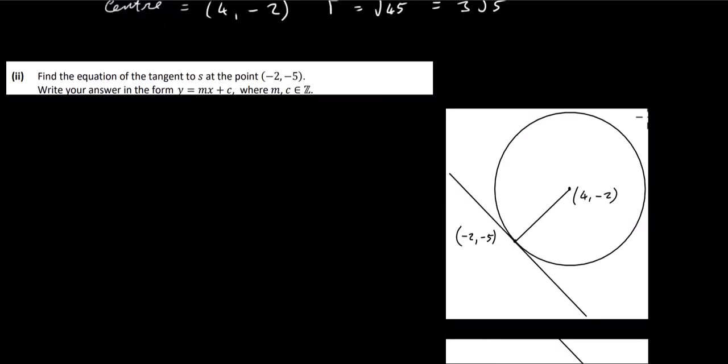Okay, part 2. Find the equation of the tangent to S at the point (−2, −5). Write your answer in the form y = mx + c. Okay, so I've drawn a diagram here out on the right. We have the circle at the center, which was (4, −2), and we have a point on the circle, which is (−2, −5), and I've drawn the tangent as well. We've just got to find the equation of this tangent.